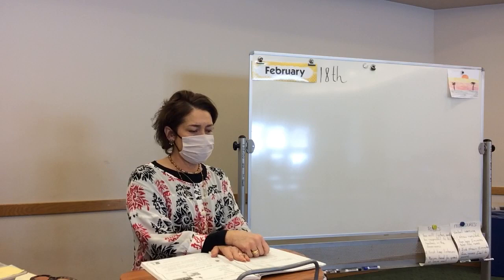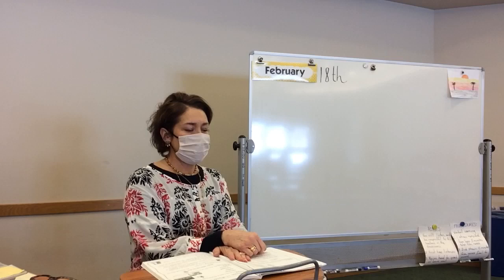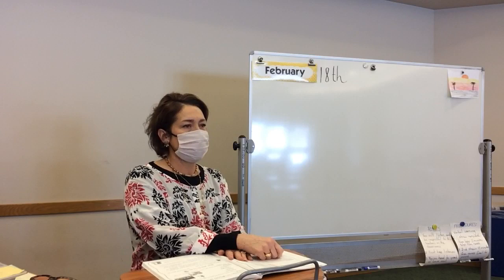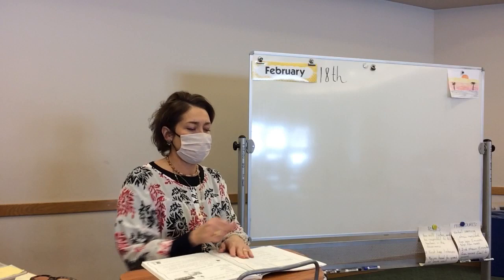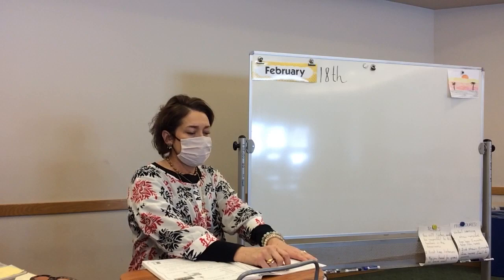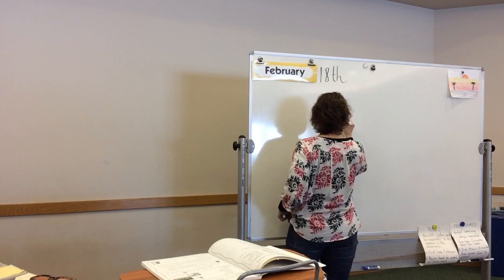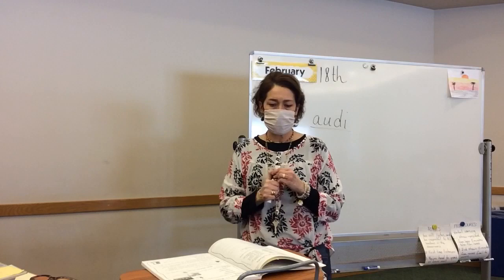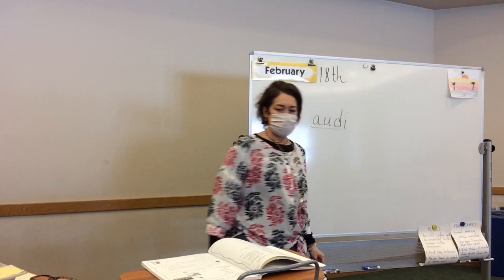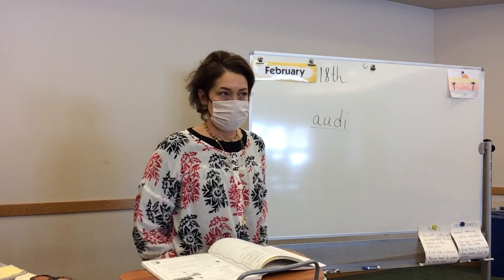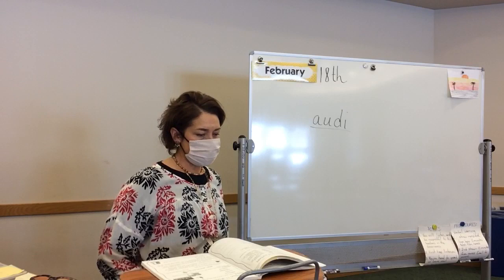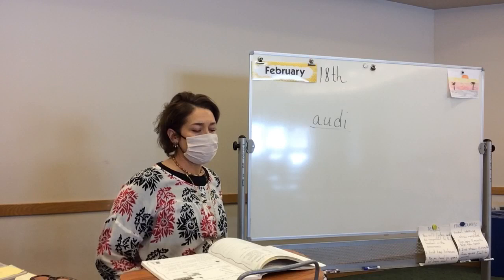A-U-D-I. Who can tell me, by looking at the very top, there is a little box that says root and then it says meaning. What does this root word mean? Everyone should have their hands up. On the top corner, there is a little box that says root and meaning with A-U-D-I in the box. What does that root mean? Gabe. Page 26, top, there is a little box on the left-hand side that has the root and meaning. Audi is the root. What is the meaning of that root word?